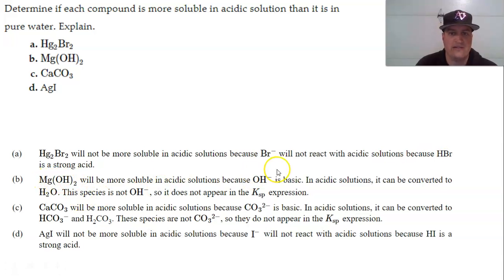Magnesium hydroxide. So we have hydroxide. It's basic. It will be more soluble. Can be converted to water. So this species is not hydroxide, doesn't appear in the KSP expression. So the idea is that when you make more water, all you're doing is decreasing the concentration of the hydroxide, in which that means more and more is going to be more soluble.